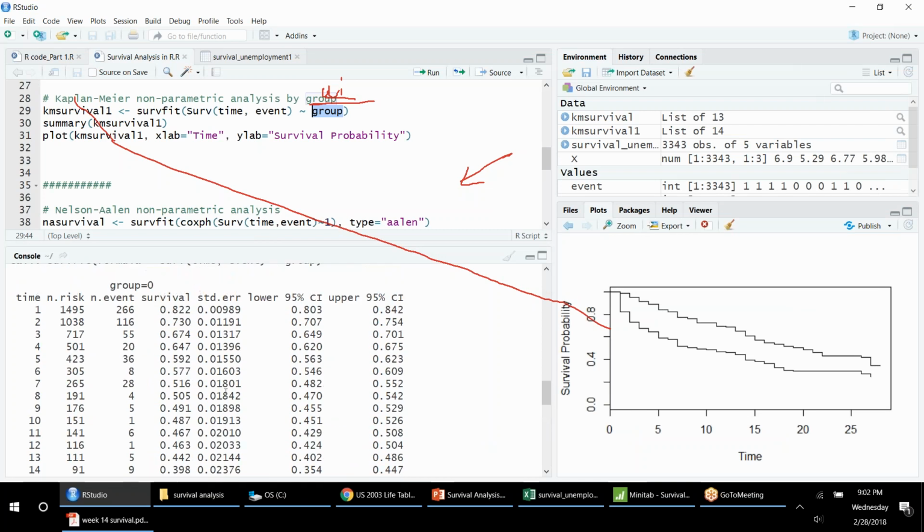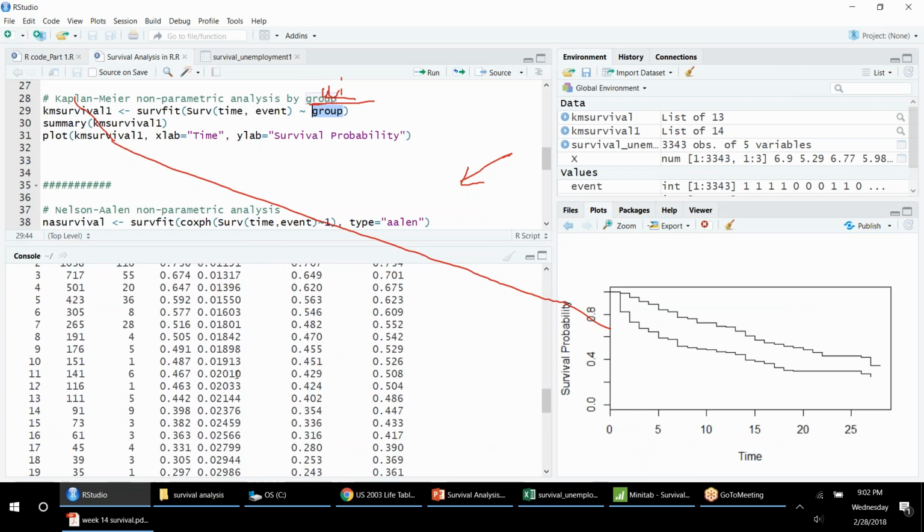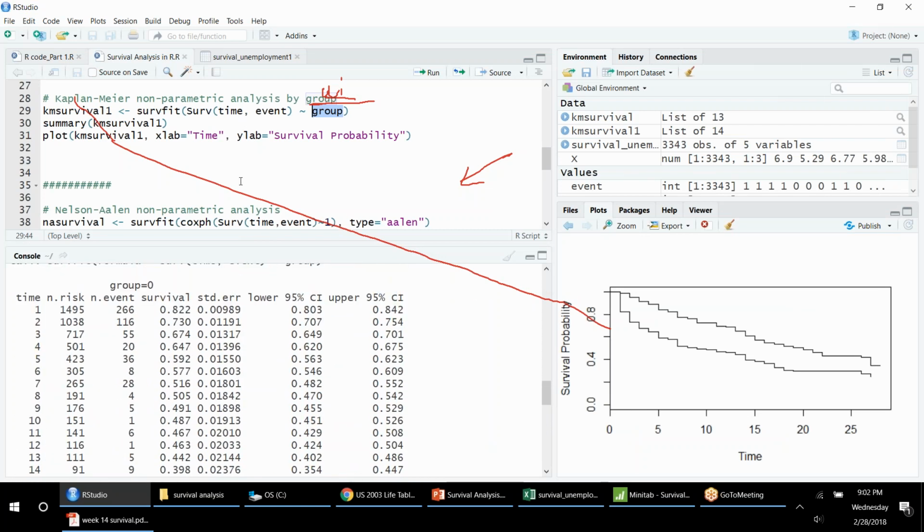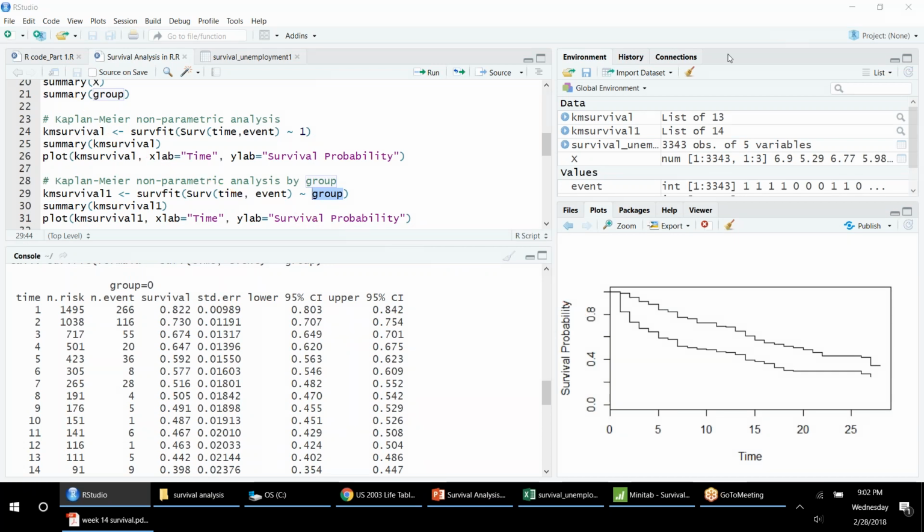So this is group 0, group 1. All right, so this is survival analysis. Any questions, friends? See if few people have questions.